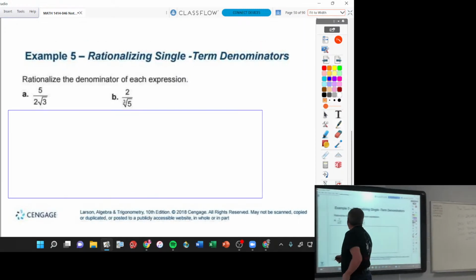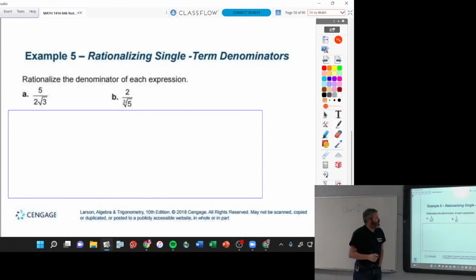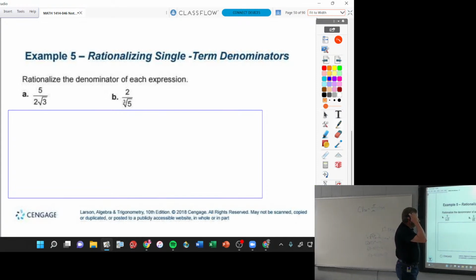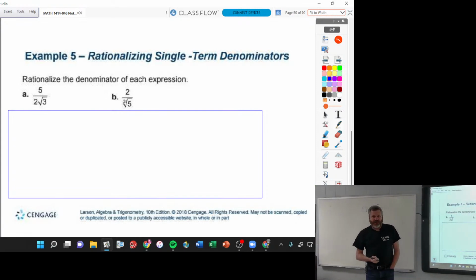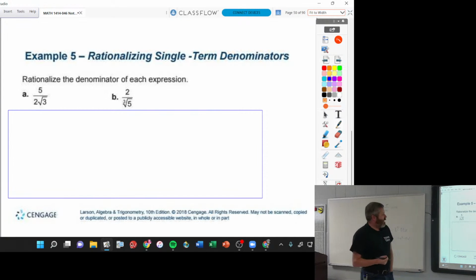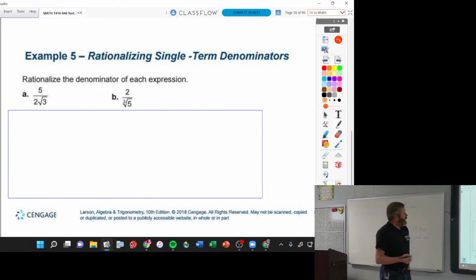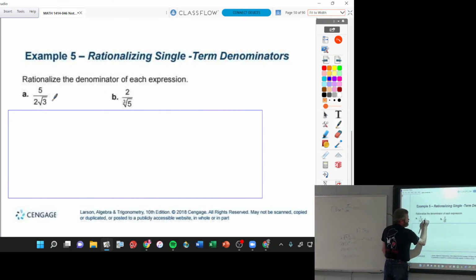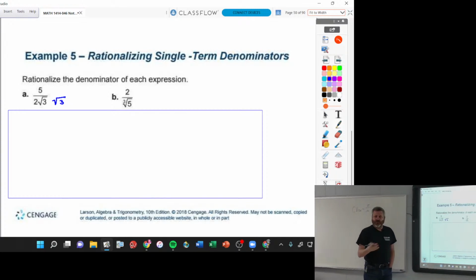I want to rationalize the denominator. Okay, so I have 5 over 2 square root of 3. Well, this is a simple one. I don't have a constant in the denominator that matters, all I have is a radical, and it's just a square root. To get rid of the square root of 3, I would simply multiply by the square root of 3, because the square root of 3 times the square root of 3 would be 3.